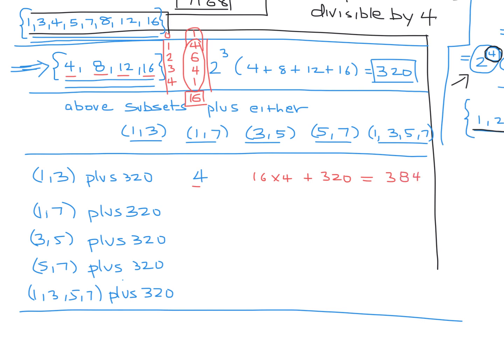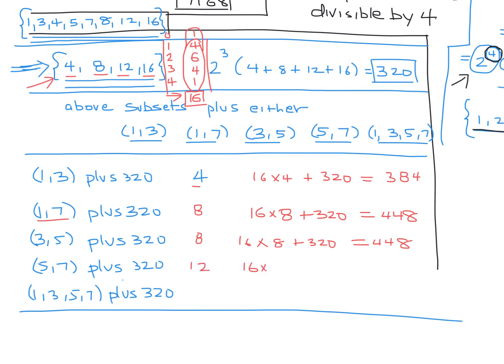Next one, same thing. This time we have an addition of 8, because 1 plus 7 is 8. And then again, you're going to have 16 subsets from up here, this guy. And each of them will have an additional 8. So 16 times 8 plus the 320. And that gives me 448. Moving right along, this one again is 8. So it's the same thing. 16 times 8 plus 320. That's 448. And then this one is 12. So 16 times 12 plus 320. And that is 512. And then we have this one.